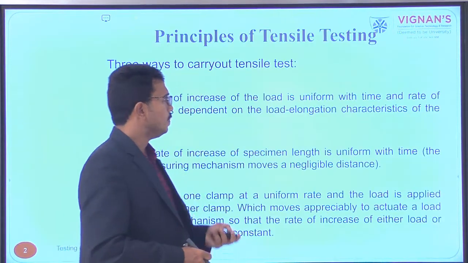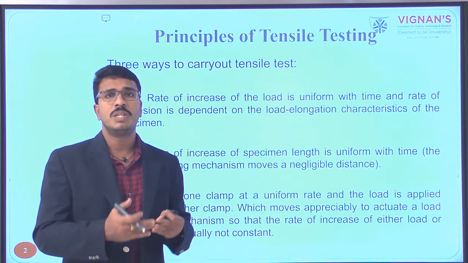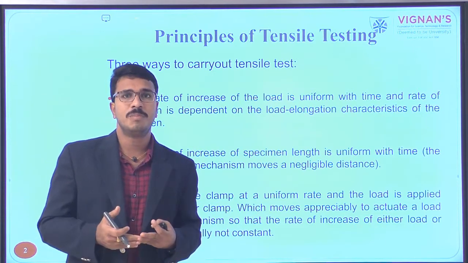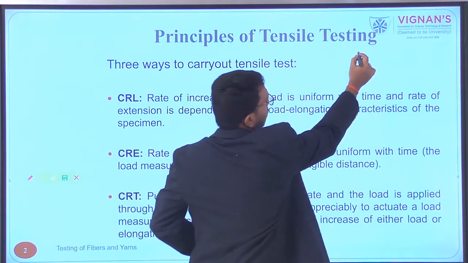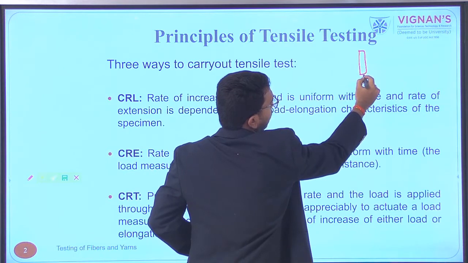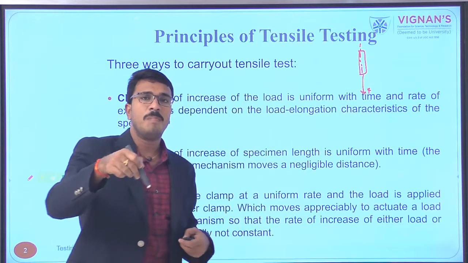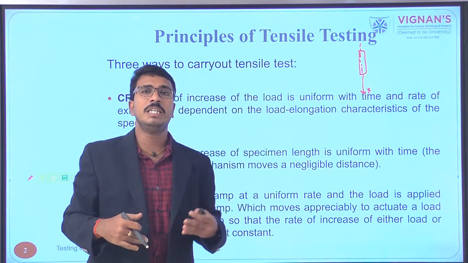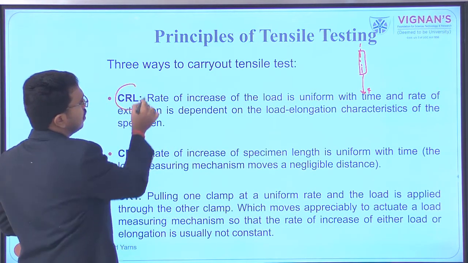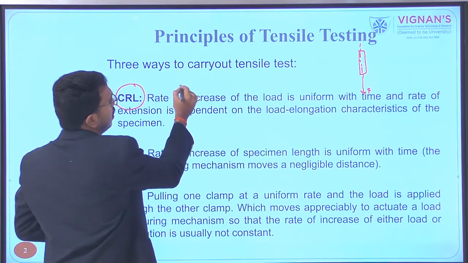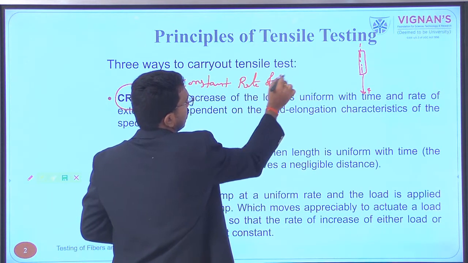If you look at tensile measurements, there are three ways to perform them. You take the specimen, and we are going to apply the load along its axis. This can be done in three different ways. The first one is CRL, which is nothing but constant rate of loading.